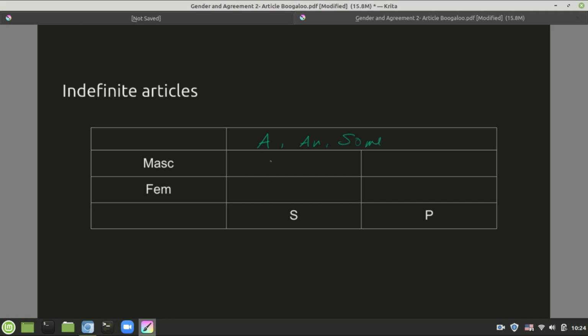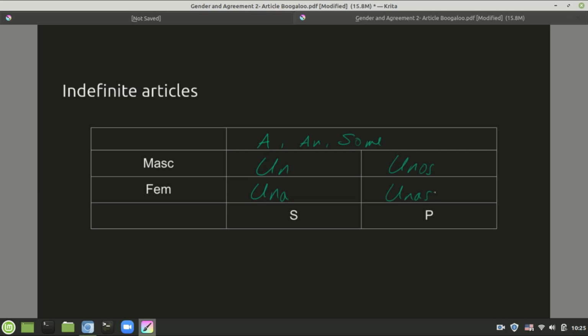The masculine definite article, the masculine singular, is going to be un, and the masculine plural is going to be unos. Alright, so we went from el to los, and this time we're going from un to unos. For the feminine side of that, the feminine singular is going to be una, and then the feminine plural is going to be unas.